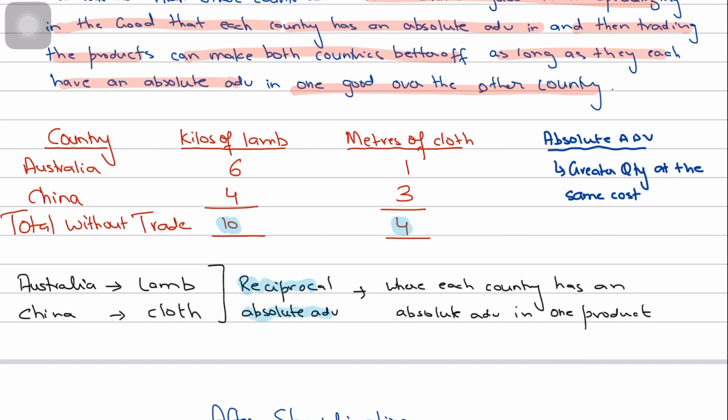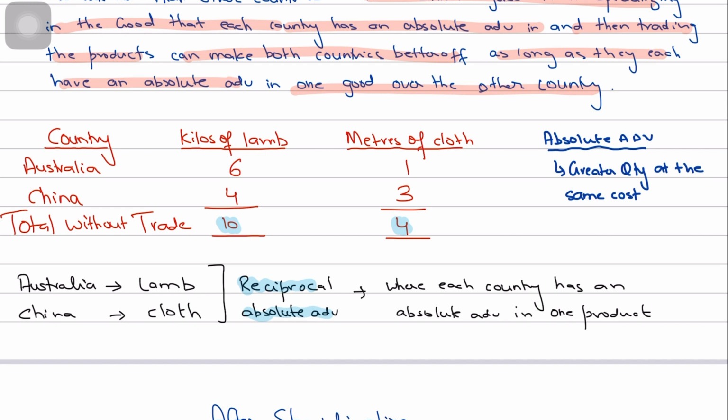So reciprocal absolute advantage exists when each country has an absolute advantage in one product, right? It could also be possible that one country has an absolute advantage in both the products. We're also going to be seeing that example in this video, where one country has an absolute advantage in both the products. But if each country has an absolute advantage in one of the products, then it's said to have a reciprocal absolute advantage.